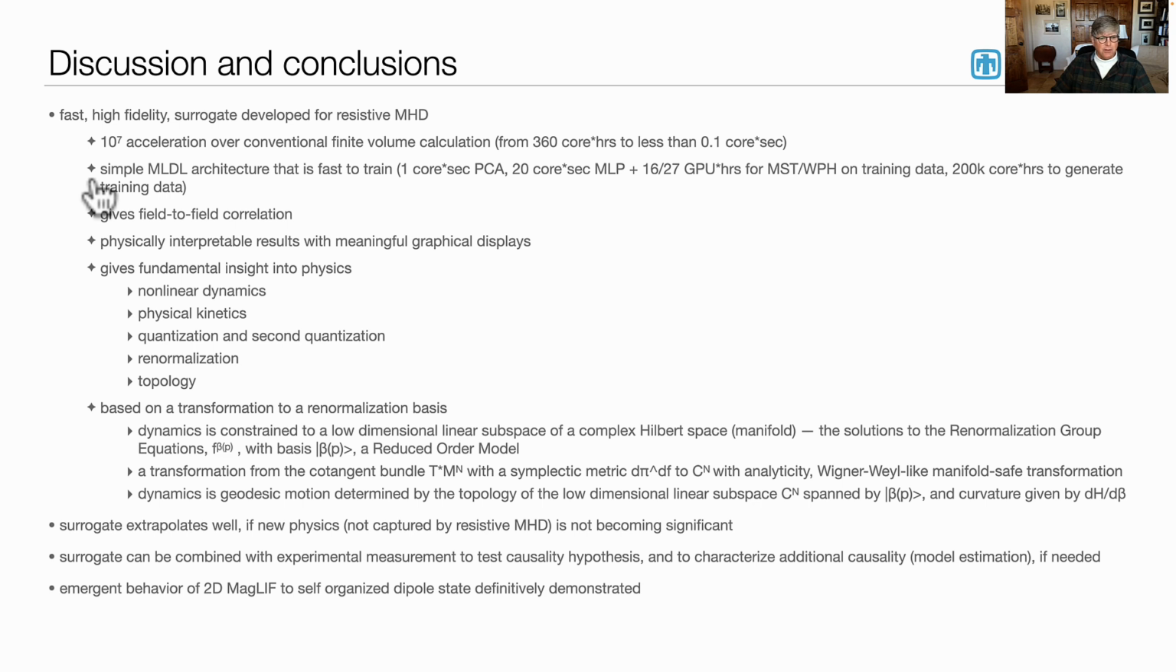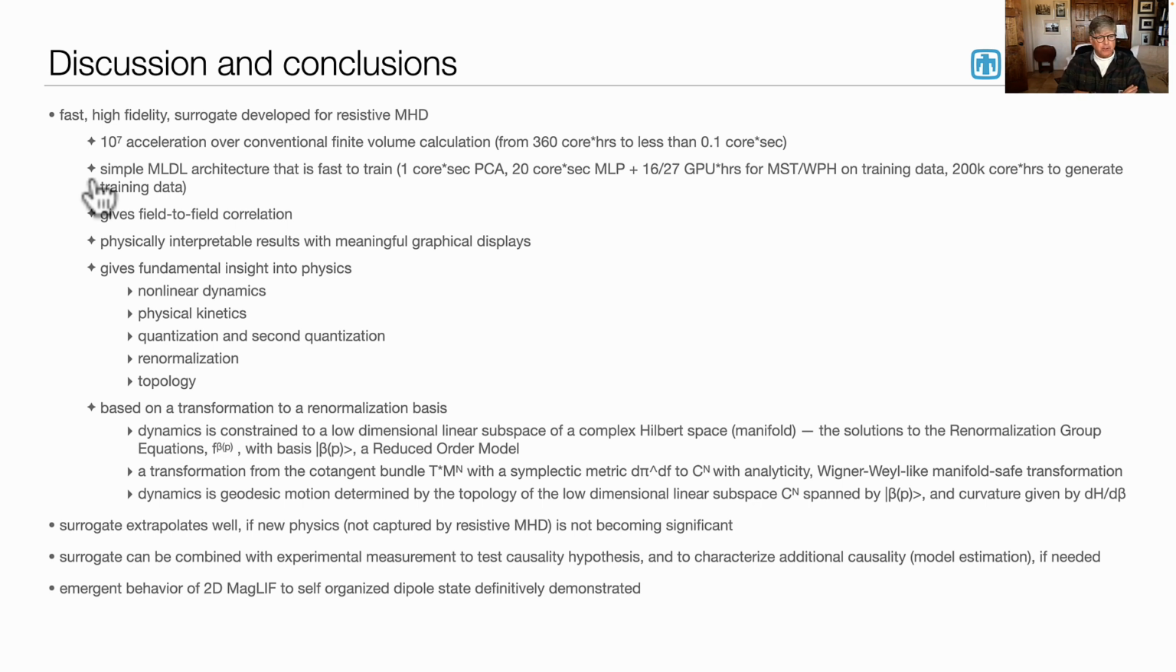This is also a transformation from the cotangent bundle with symplectic metric to Cn with analyticity as the metric. This is a Wigner-Weil-like manifold-safe transformation. The dynamics is now geodesic motion determined by the topology of the low-dimensional linear subspace or manifold spanned by the beta p. And by the way, the curvature of this manifold is given by the DHD betas, or the connection.